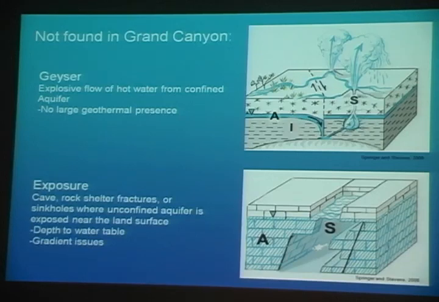And then finally, exposure springs, where you have caves or sinkholes where an unconfined aquifer is exposed near the Earth's surface. Once again, we don't have those in Grand Canyon just due to the depth of the water table in most places. It just doesn't have a good environment for those. But it's still pretty amazing that Grand Canyon can hold 10 of the 12 that can be described in the entire world.